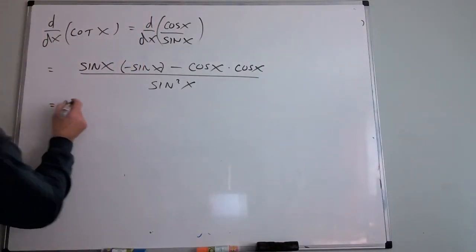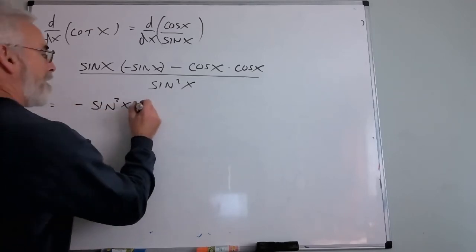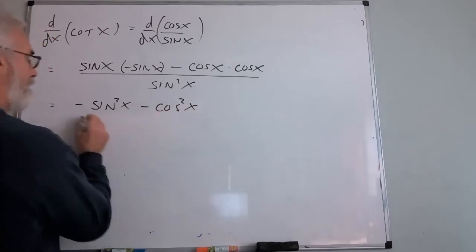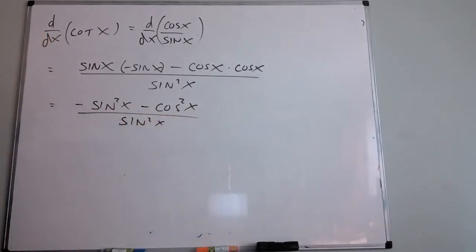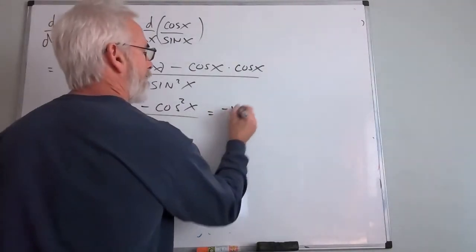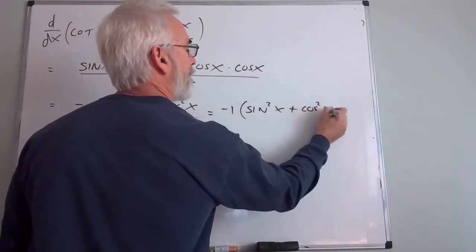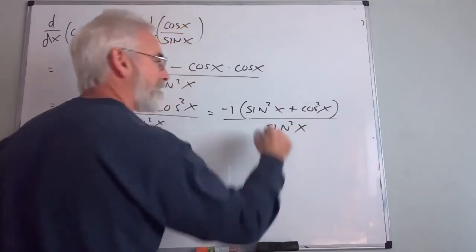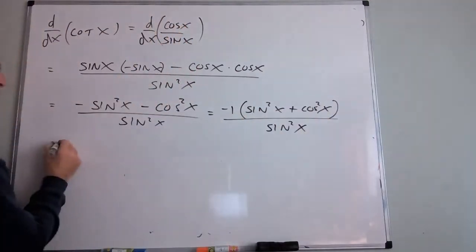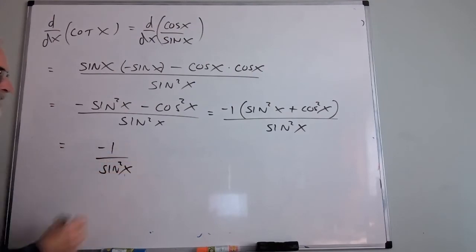So let's clean up the numerator. That's the negative of the square of the sine function minus the square of the cosine function, all over the square of the sine function. If I factor a -1 out of the top, then I get this. Oh, isn't that just 1 again? So I have -1 over the square of the sine function.